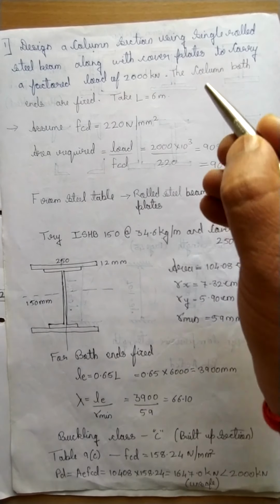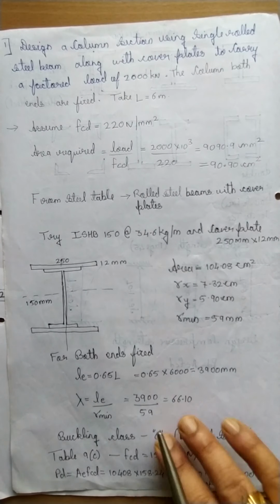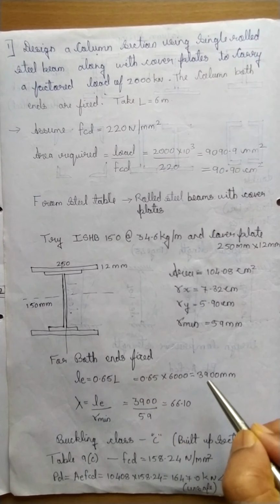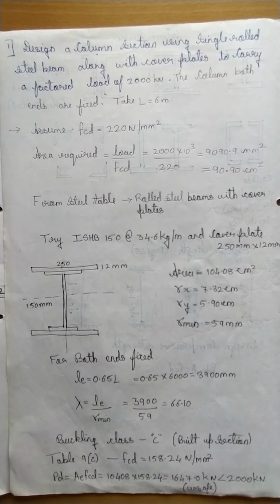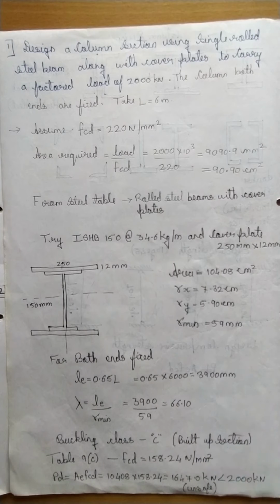Now the end conditions are given: both ends are fixed. Both ends are fixed, so effective length is equal to 0.65 L. It is working out to be so much. The next step is to calculate the slenderness ratio: effective length divided by r minimum, we will get so much.